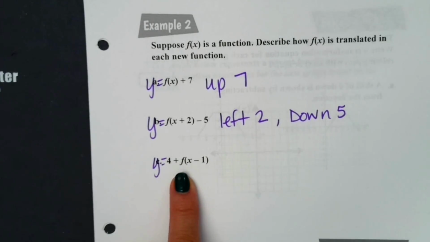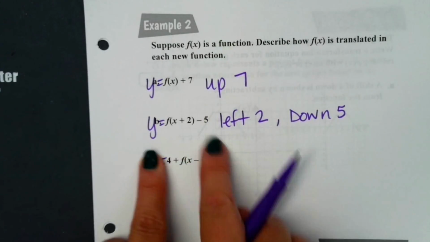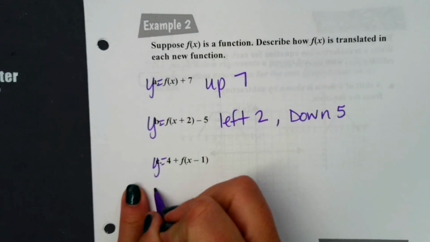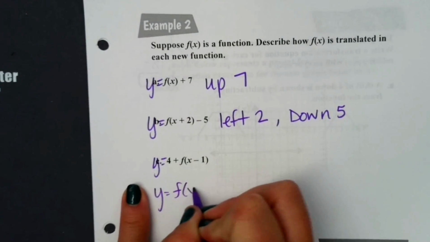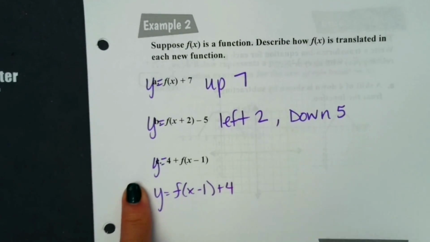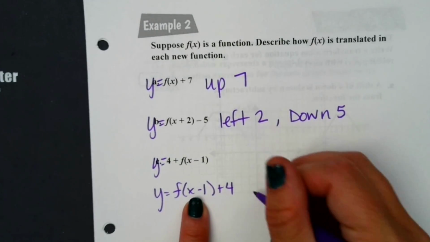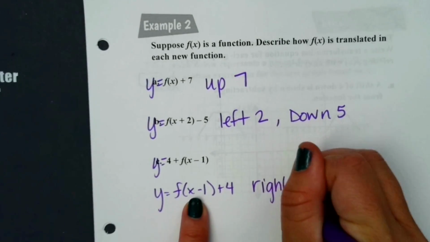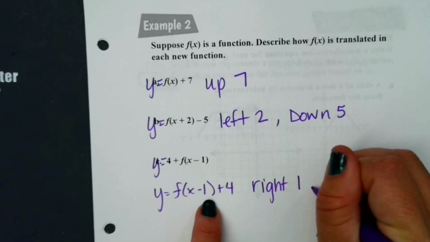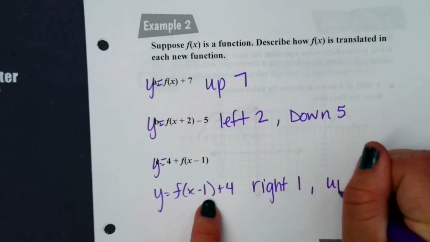I don't know why they did this. Up 4. Notice they switched it around. So could this really be written like this? Yeah. So what are they doing? Right 4, and down 1, or right 1, sorry. And then what? Up 4.